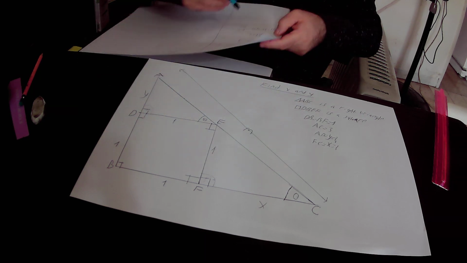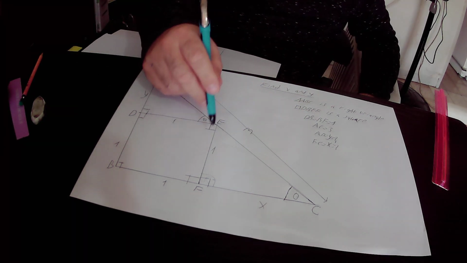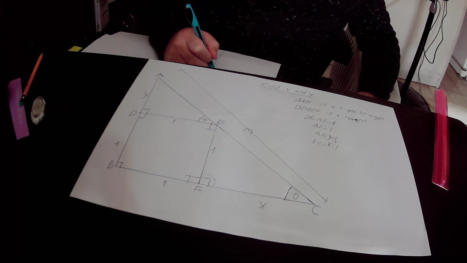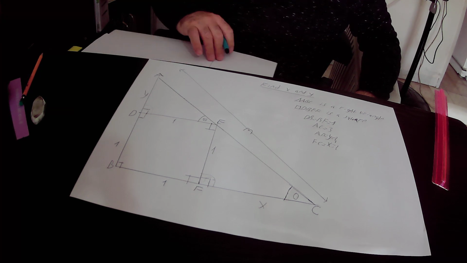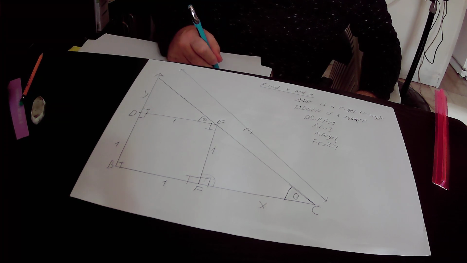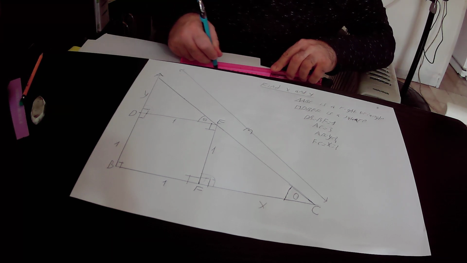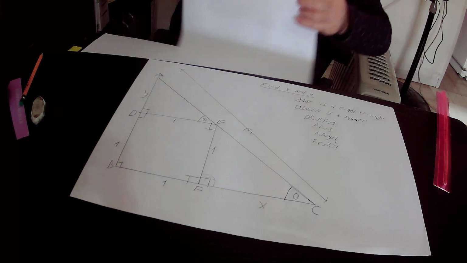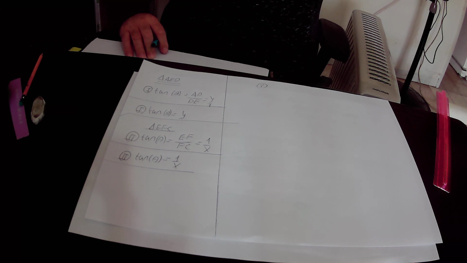But EF equals 1 and FC equals X according to what is given in the question. So in conclusion, we get that according to equation number 2, tangent theta equals 1 over X. Again, according to equation number 2, tangent theta equals 1 over X.